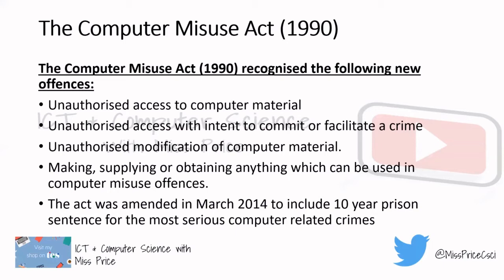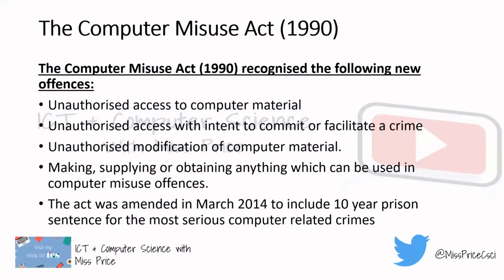What they're trying to make sure of there is that you cannot access any computer material that you're not allowed to. Also, unauthorised access with intent to commit or facilitate a crime means that if there's evidence that the person is intentionally going to commit a crime, or they are someone that simply passed on some information, like for example, as simple as passing on an email or a text message, then yes, they will be brought to justice.